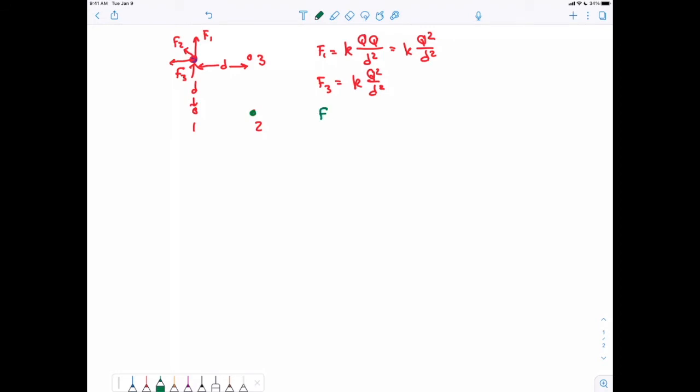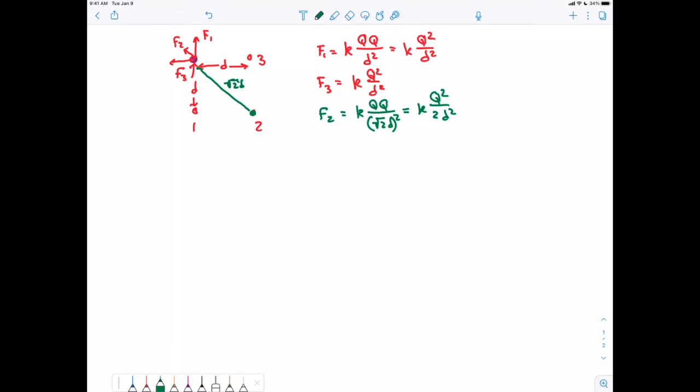Let me do F2. It's different, so I'll do it in different colors to make it a little clearer. It has a magnitude that's going to look like K times Q1 Q2, which are both capital Q, over the distance squared. And that distance is going to be square root of 2 D, just from the Pythagorean theorem, this is the diagonal of a square. So I'll leave that geometry to you if you want to calculate it explicitly. And that gives us K Q squared over 2 D squared. So again, the denominator is squared. So I know the magnitudes of the forces and I know the directions.